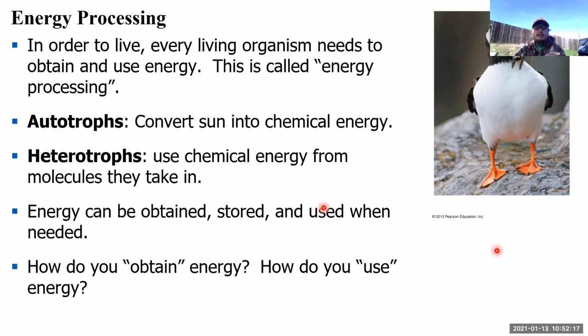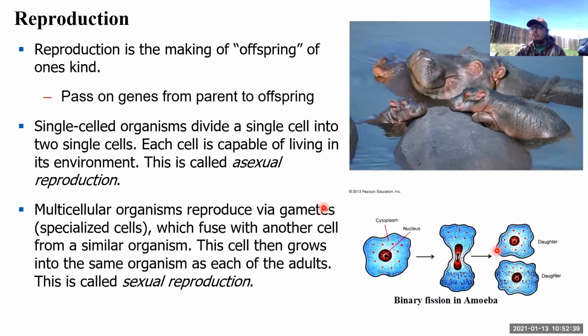The energy that they obtain or make can be stored and also can be used at a later time when needed. If you think about it, for humans, we obtain energy by eating plants, eating animal products, eating meat, and we get the glucose and the sugars out of it, and that is the organic molecule that we use for energy production to run our cellular processes.